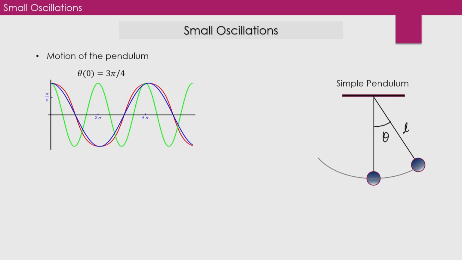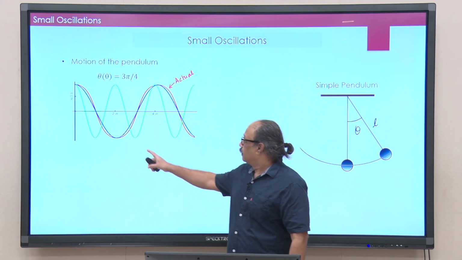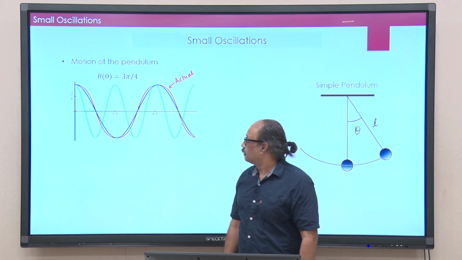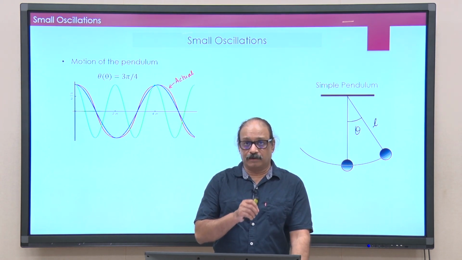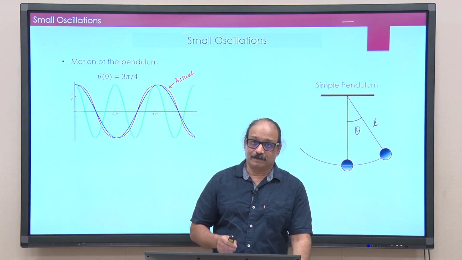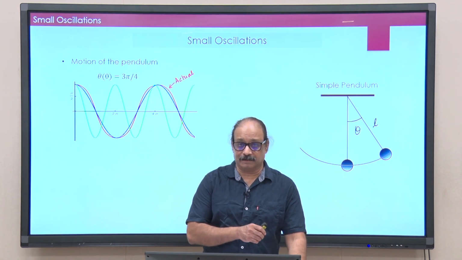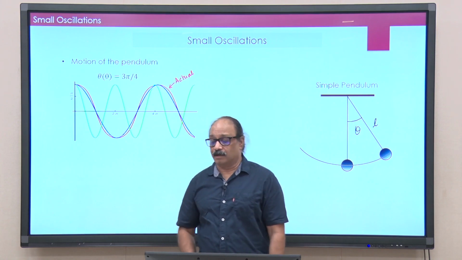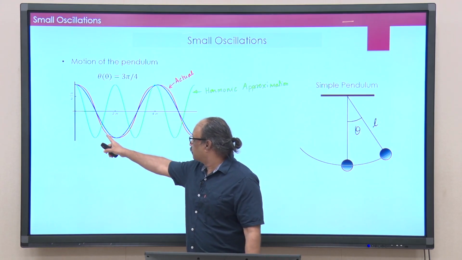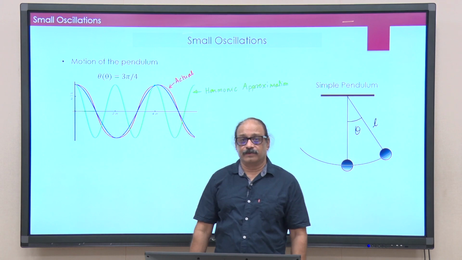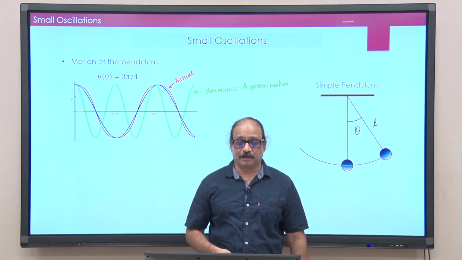In this graph, there are several parts. First is of course the actual motion, which is shown by the red curve there. Now, how close is this to the harmonic approximation that we have done? In fact, it is not close at all. Look at this green curve, which is the harmonic approximation that we had done. With the harmonic approximation, the red curve and the green curve do not look like each other at all.